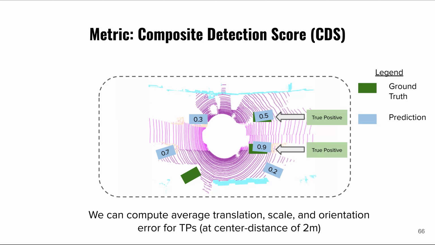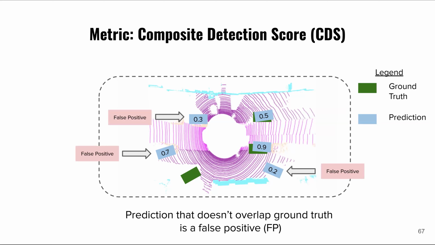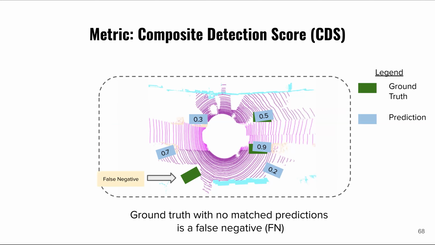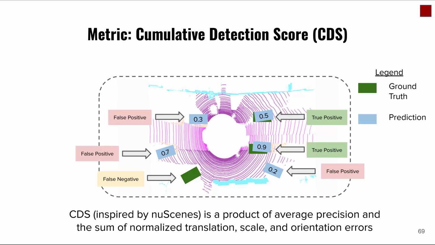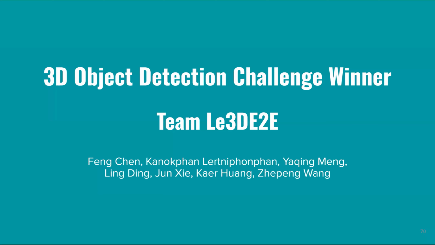We can compute for these true positives the average translation, scale, and orientation error. And predictions that don't overlap with the ground truth are false positives, and ground truth with no matched predictions are false negatives. Now that we've split up the distribution here, we can go and compute mAP, and we can compute the other submetrics of the CDS score. CDS, which is largely inspired by nuScenes, is simply a product of mAP and a sum of these normalized true positive scores. Okay, so now that we know how to evaluate these metrics, let's talk about the challenge winner. This year's challenge winner is a returning competitor from team LE3D E2E.